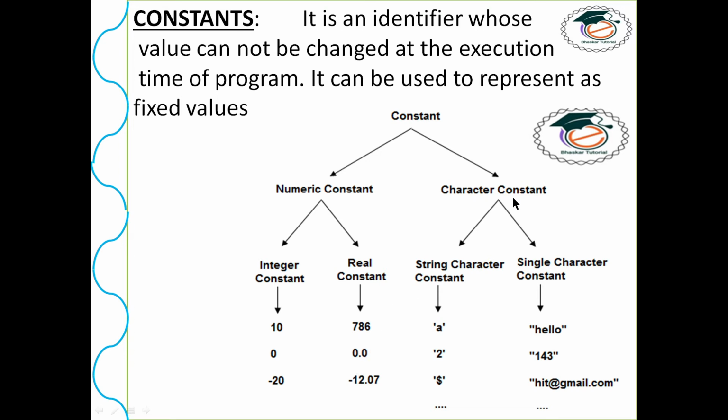And character constants, let's see now. Character constants are divided into two: string character constant and single character constant. Now how will you know which is string or single? It's very easy. I have given double quote and single quote in both. Whatever is in single quote is known as a single character, and whatever is in double quote is known as a string. So these are the constant types which have been categorized in different ways.